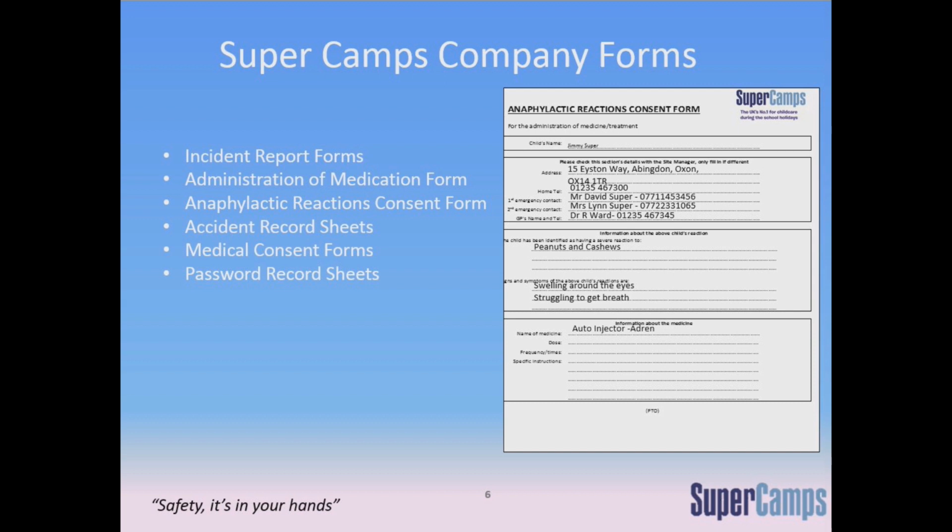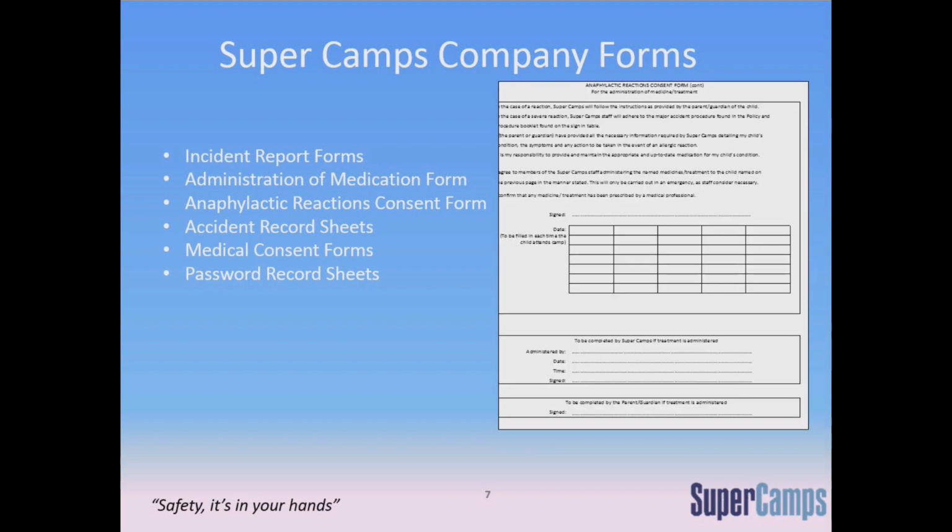So the name of the medicine will need to be stated. So in this case, it's auto-injector, adrenaline or epinephrine. We need to look at the dose again, which is one shot, which is what will happen on most of them. We need to have a frequency of time, and all auto-injectors now will only be once, and then you call the ambulance. And then specific instructions. So normally it's in the right hand leg, just below the pocket.